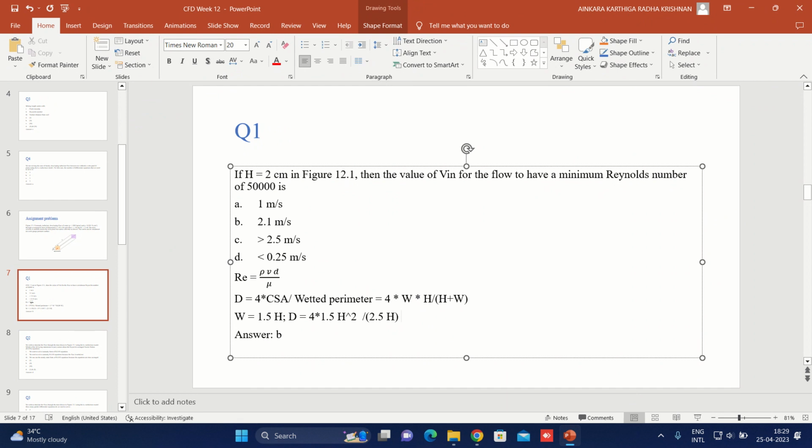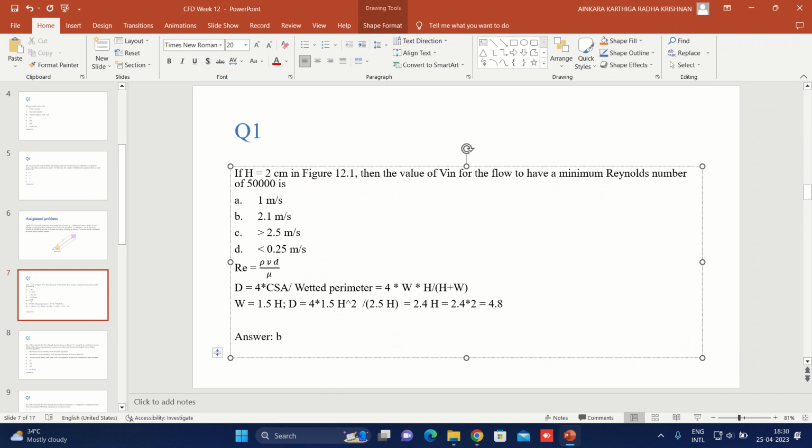So basically it is 4 into 6 by 2.5 h. So it is 60 by 25, 12 by 5, or 2.4 h. Here h is given as 2.2 centimeter. So it is 2.4 into 2, that is 4.8. Now we substitute it back to get the velocity.